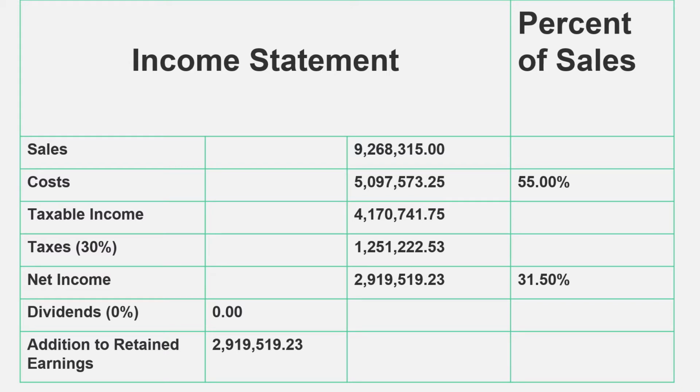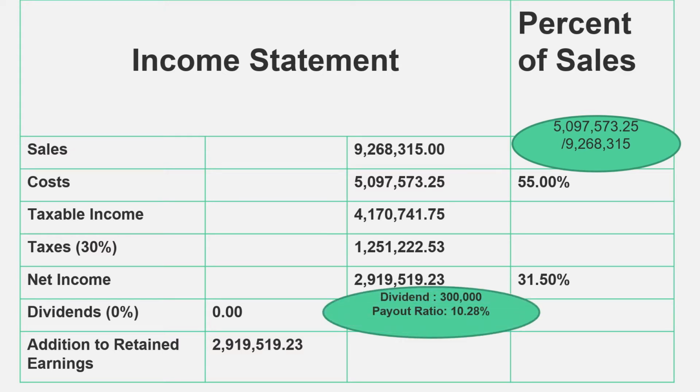So as you can see, cost and net income were 55% and 31.50% of sales respectively. Furthermore, the dividend payout ratio is 0%, meaning the company is not paying cash dividends. Now, the question is, how did we get the percent of sales? We divide them by sales. So this is an example: it's cost divided by sales, and then you'll get the percent of sales.